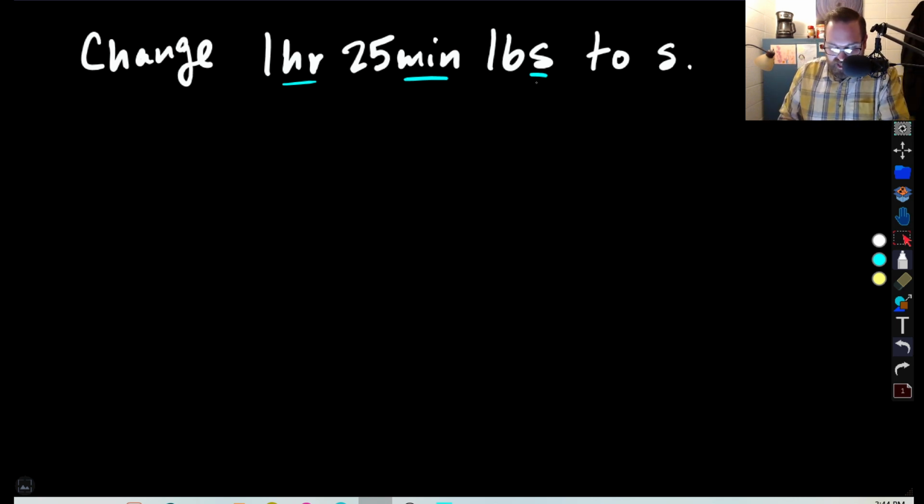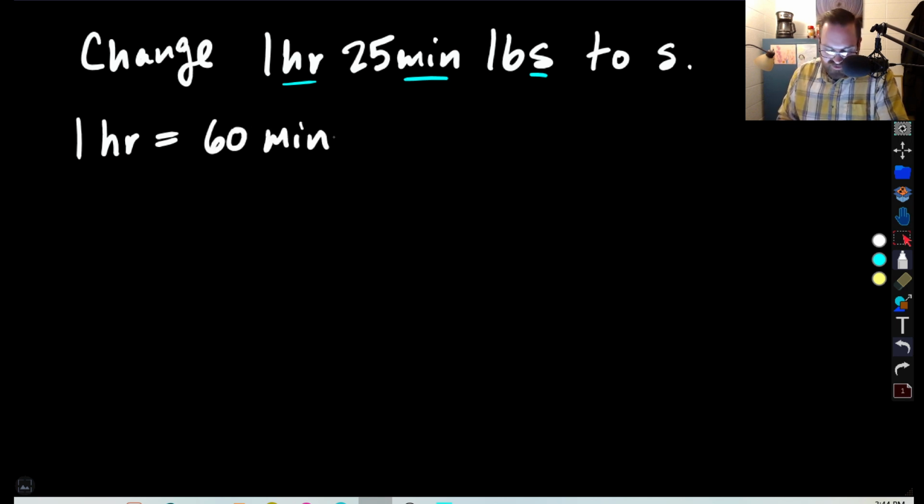So because we have all of these units here, what we need to do is take each individual piece and break them down and then just add them all up at the tail end. So I've got 1 hour, and I know right off the bat that 1 hour is the same thing as 60 minutes.